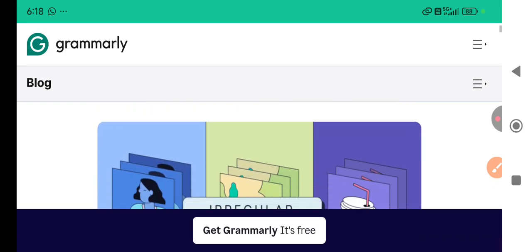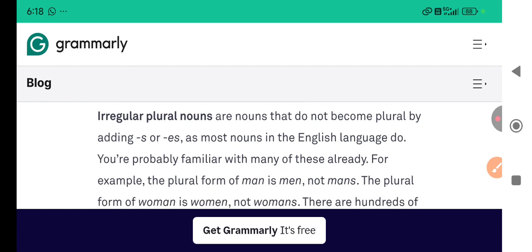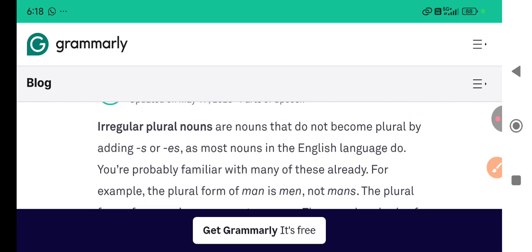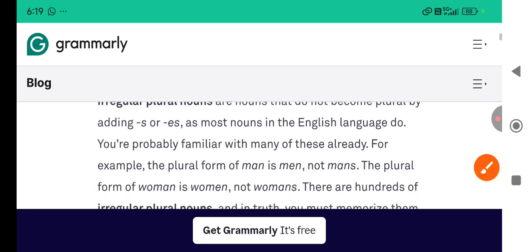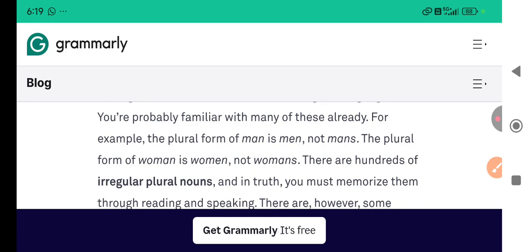But there are some nouns which do not follow the regular pattern. So let us see what this is. Irregular plural nouns are nouns that do not become plural by adding s or es. Most nouns in the English language do. The important thing is that you are probably familiar with many of these already.